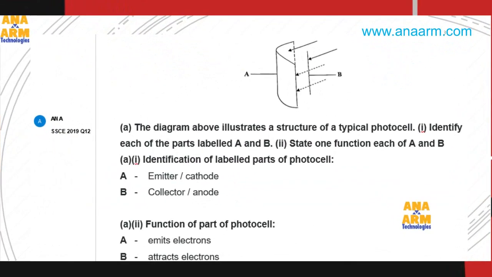The symbol of a photocell or the diagram of a photocell is as shown. The part labeled A is called the emitter or cathode, while the part labeled B is called the collector or anode. The cathode emits electrons, that is its function, while the anode attracts electrons.